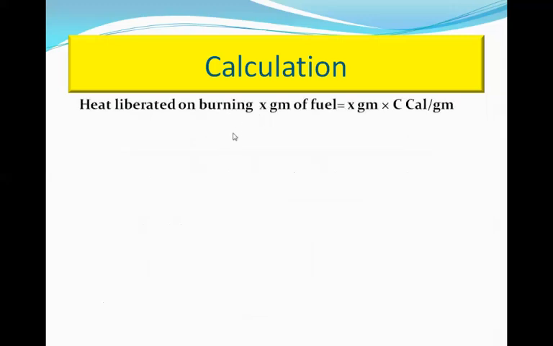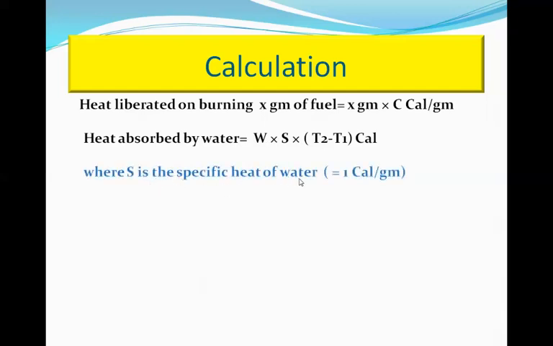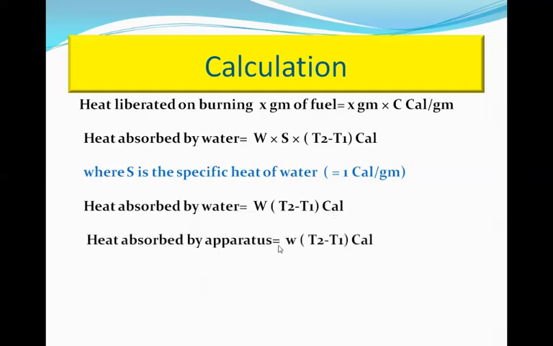Heat liberated on burning X grams of the fuel is equal to the weight of the fuel burned into the calorific value, so X gram into C calories per gram. Heat absorbed by the water, Q, equals m into s into t, given as W into S into the rise in temperature, T2 minus T1, calories. Here S is the specific heat of water, 1 calorie per gram. On substituting S equal to 1, the heat absorbed by water is given by W into T2 minus T1 calories. Also, the heat absorbed by the apparatus is equal to the water equivalent of the apparatus into T2 minus T1 calories.